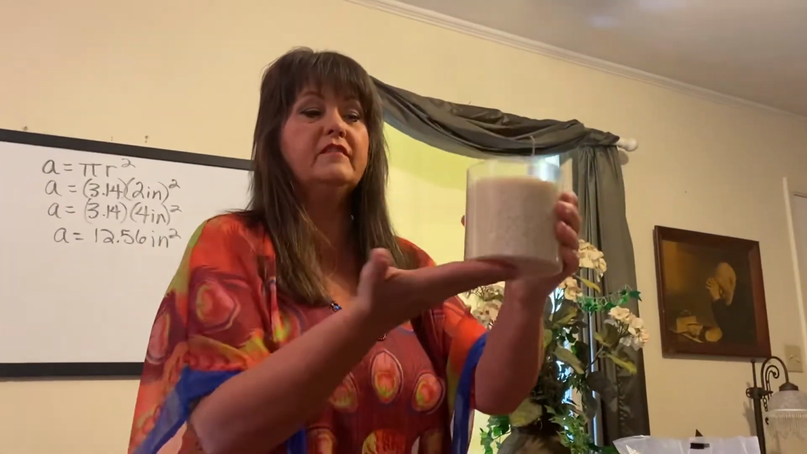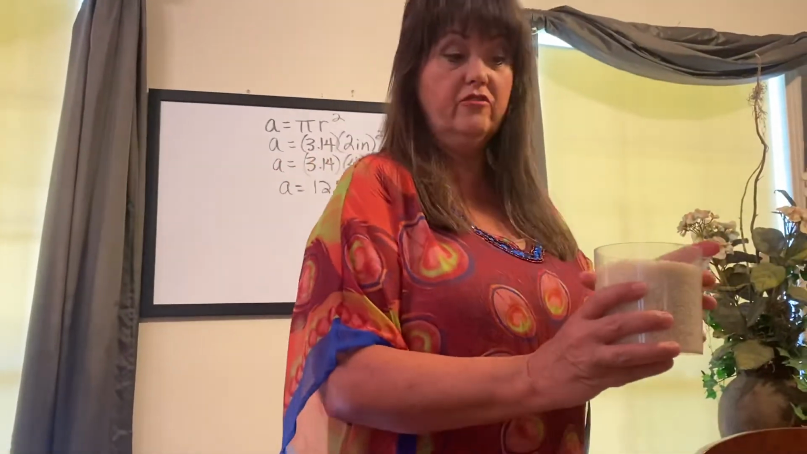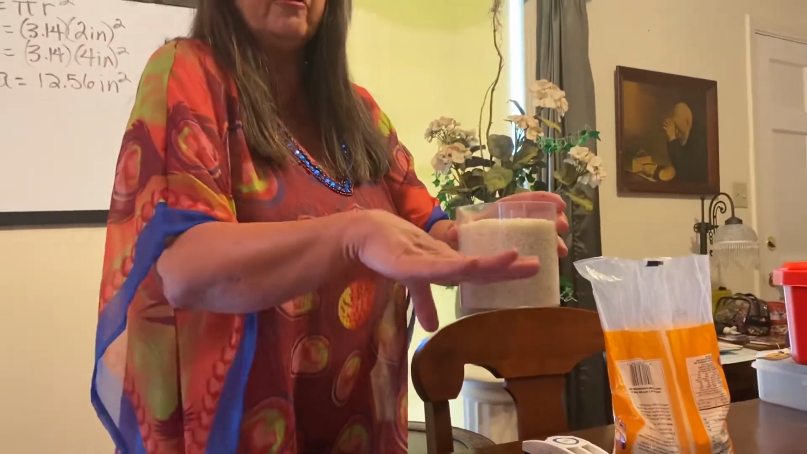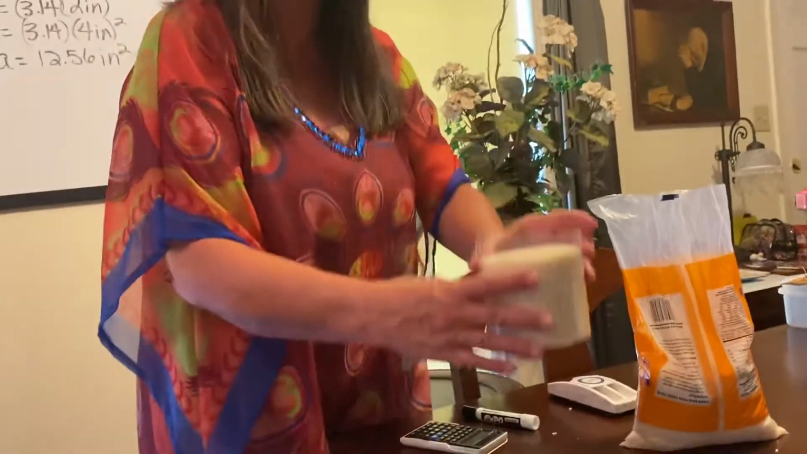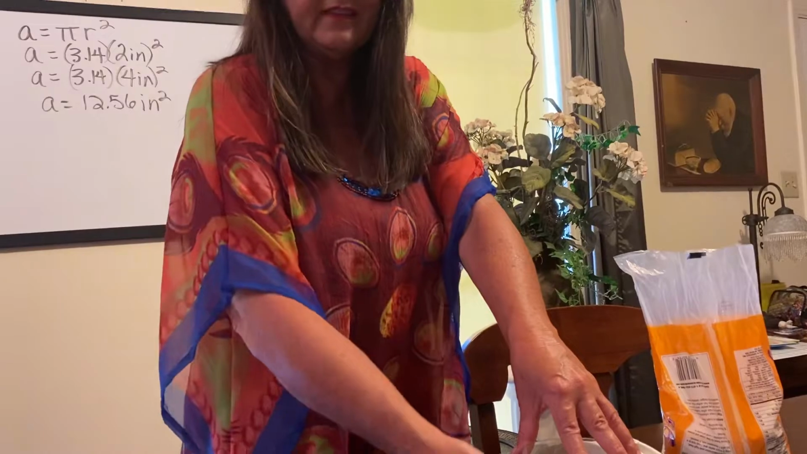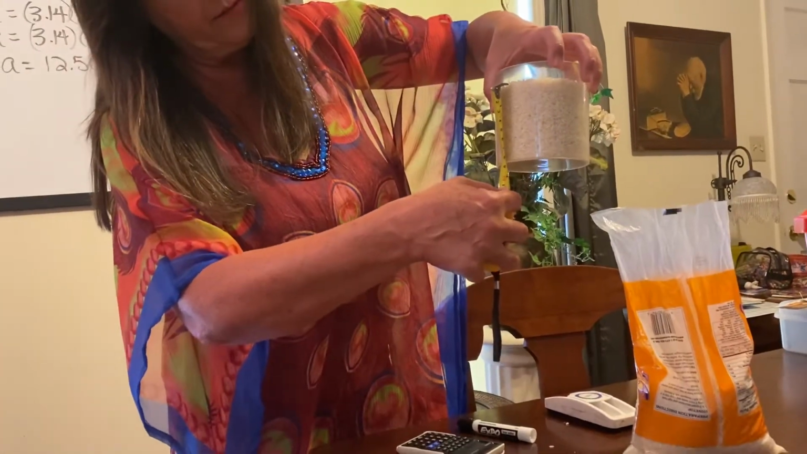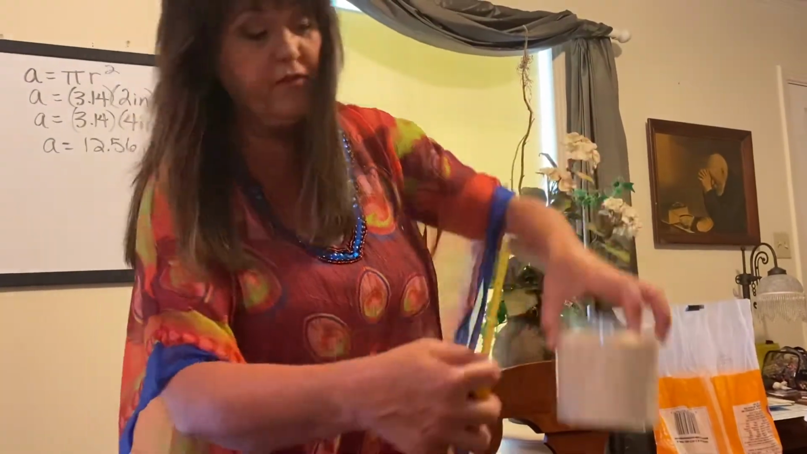I have covered this area, which was 12.56 inches squared, but now I've also put a bunch more areas on top of that. I've pushed that area through this space right here. So I need to know how tall my rice is. I need to know what the height of it is. So I'll use this tape measure and measure the height of this. And right now, it is at 3 1/4 inches.